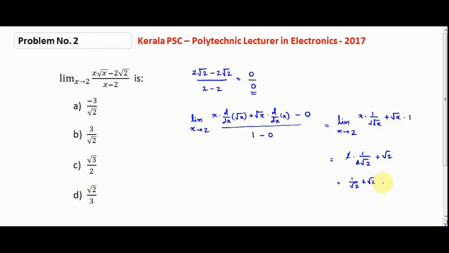So when you simplify that, when you multiply this root 2 with this root 2, we will get 2. So we will get (1 plus 2) divided by root 2, that is 3 by root 2. And that is given by option B here. So option B is the right answer.